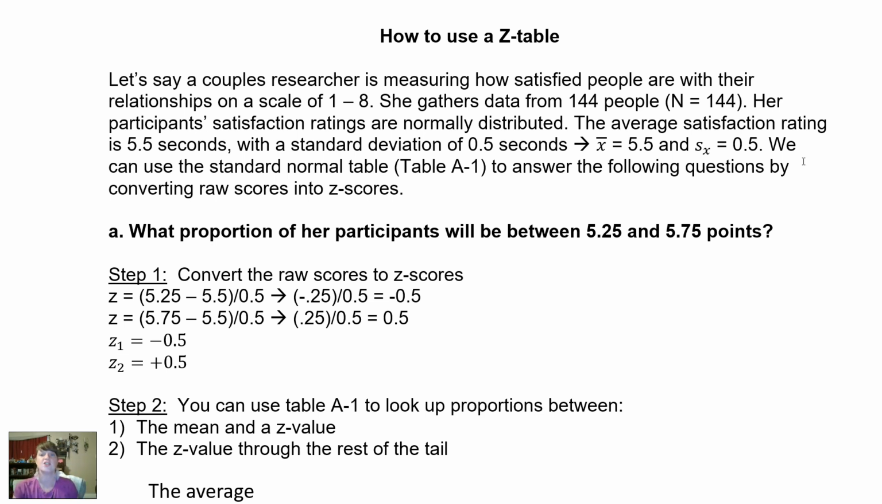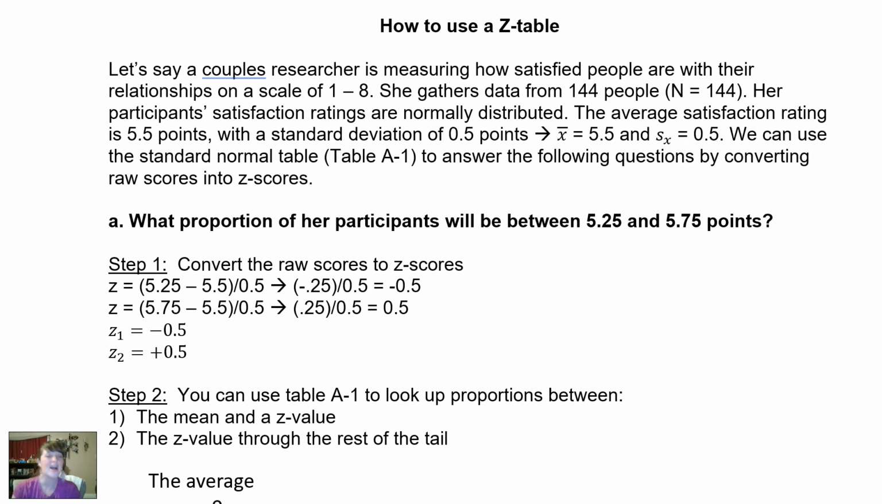In any case, I know that these data are normally distributed, which means it's already a bell-shaped curve. So if I turn the scores into z-scores, I can then use a z-table to start making some interesting decisions about them. So I find out that the average satisfaction is 5.5 with a standard deviation of 0.5. Excuse me, not seconds. I'm not measuring anything in seconds. Rather, the average satisfaction rating is 5.5 with a standard deviation of 0.5.